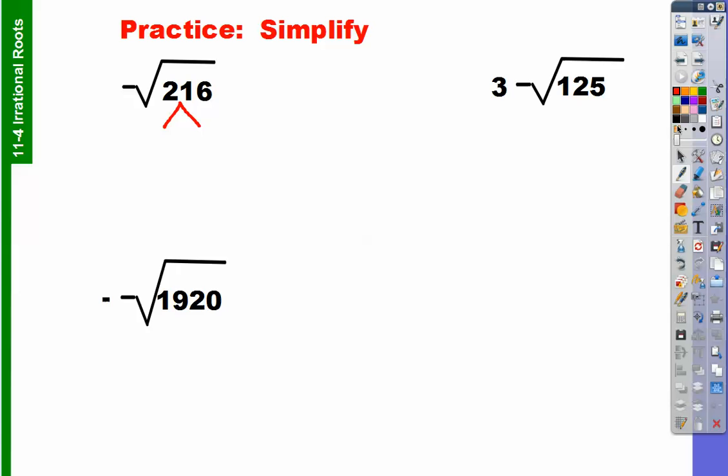Harper? 4. And there's no reason why we can't start with the smaller numbers. So 4 goes into 21 5 times. Carry the 1. 5 goes into 16 4 times. So we have the square root of 4 times the square root of 54, and that is equal to the square root of 216.